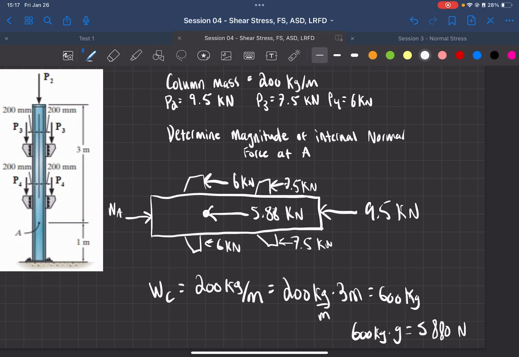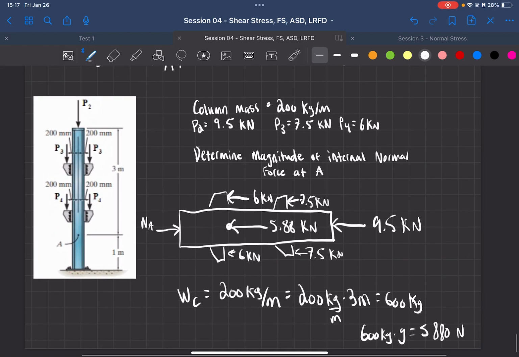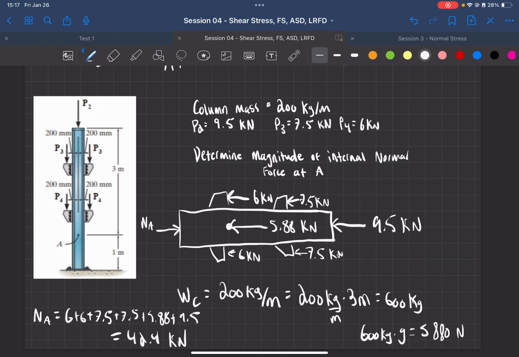And again, we have a similar situation where all we have to do is sum our forces up. So we'll end up with NA is equal to 6 plus 7.5 plus 7.5 plus 5.88 plus 9.5, and it'll give us a nice answer of 42.4 kilonewtons.